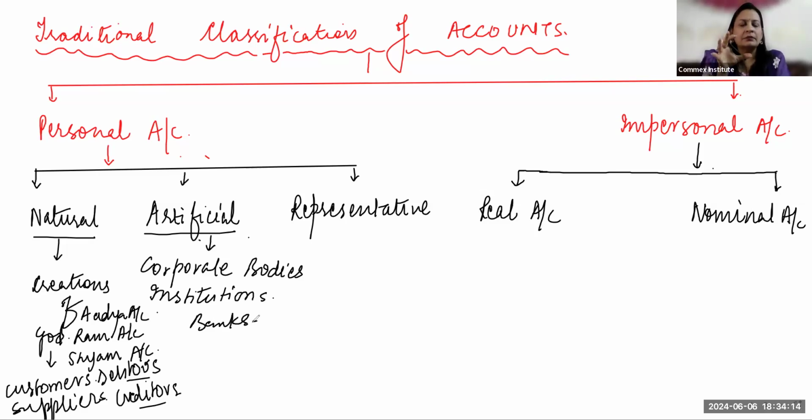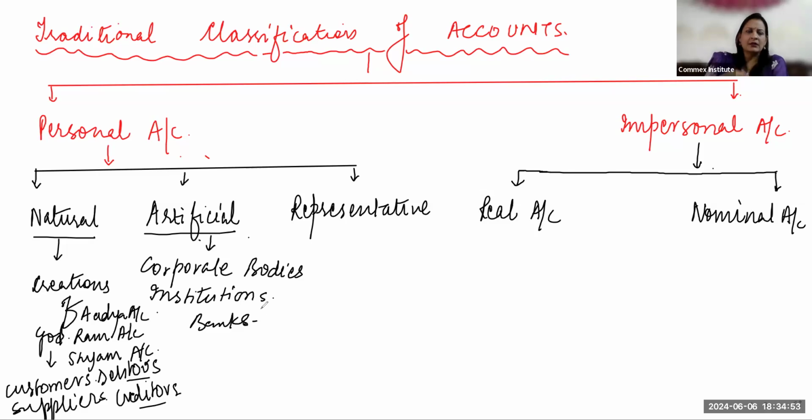Like my institution is Comics Institute. So Comics Institute is a person in the eyes of law, but it is an artificial creation. Suppose I purchase something in the name of my organization, say furniture in the name of Comics Institute, on credit. Then I become the debtor of that person. So my business or my institute is an artificial person.